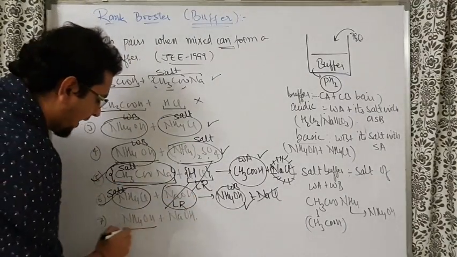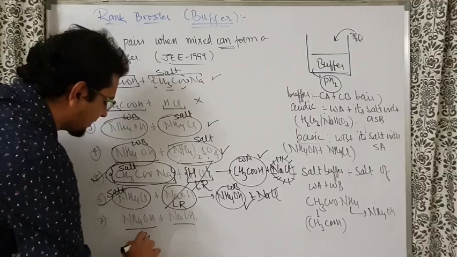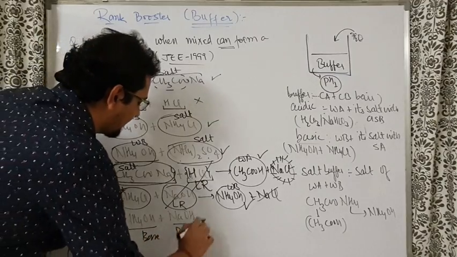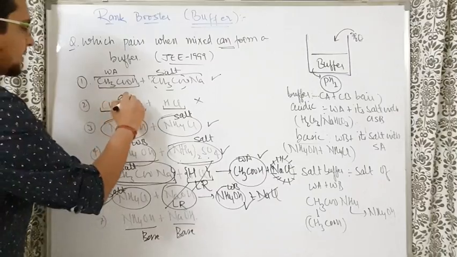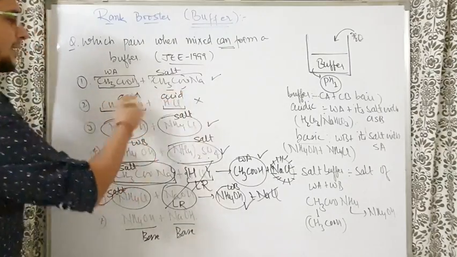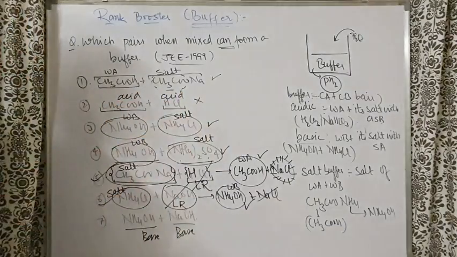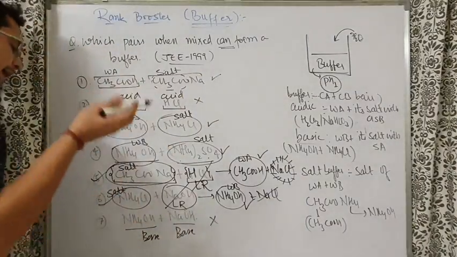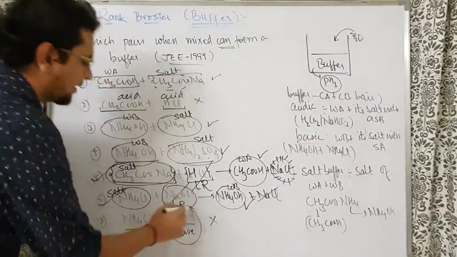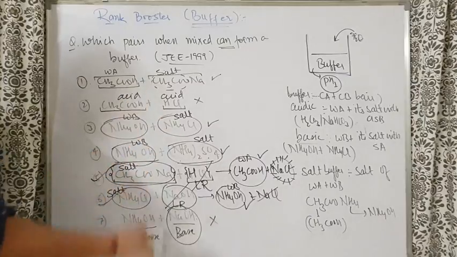Last condition, NH4OH, NaOH both are base. So base yaar, they will not react with each other. This is acid. They will not react with each other. Acid, no reaction. Base, no reaction. If they are not reacting with each other, तो भैया the solution will remain as it is, and strong base will be left over in the solution. It cannot be a buffer.